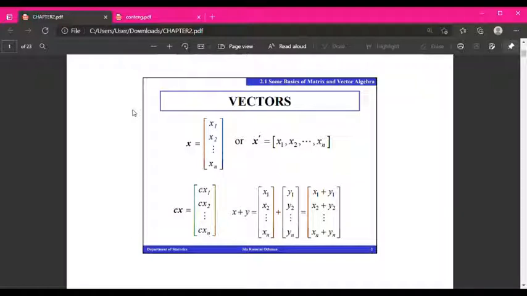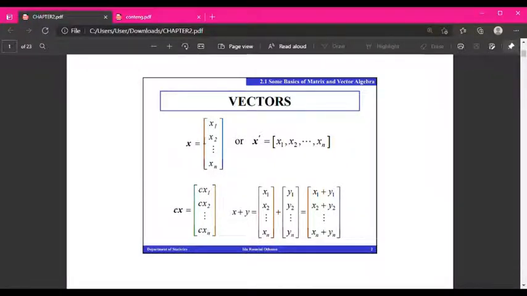Okay, alright, so I will briefly explain first about the matrices, the basic terms in matrices, and then we go further to calculation. Alright, so the first one is vectors. So what is a vector actually? A vector is actually a matrix too, but a matrix with only one column. So it is called a vector. A matrix with one column is called a vector.